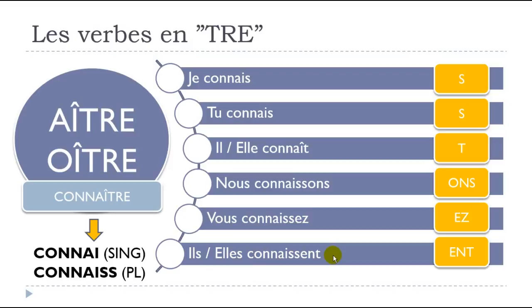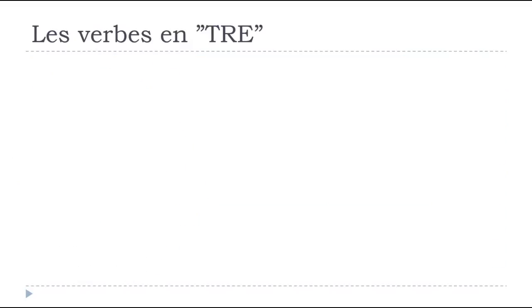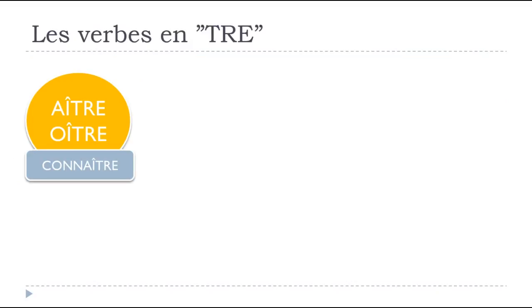Alright? So it's actually a bit difficult probably at the beginning, but once you have the idea that actually you get two different stems for the singular and for the plural, then it's actually quite easy. Regarding the circumflex thing, well, it's up to you if you want to write it or not, but you should put it, of course. Let's see now together the verbs that will actually be conjugated like connaître.